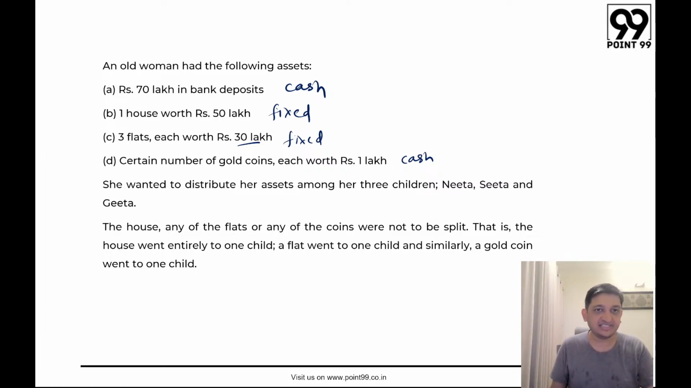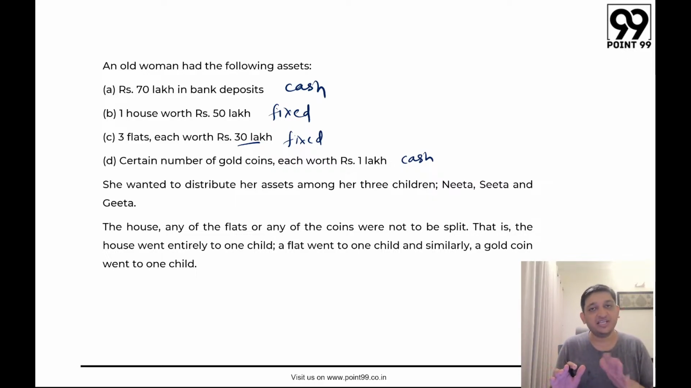Right, so ये 4 चीजें थी with this old woman, and she wanted to distribute her assets among her 3 children, Nita, Sita and Geeta. तो 3 children उनको distribute करने थे. The house, any of the flats or any of the coins were not to be split. Right, so house को ऐसे नहीं बोल सकते कि half ऑफ करके divide कर लो.